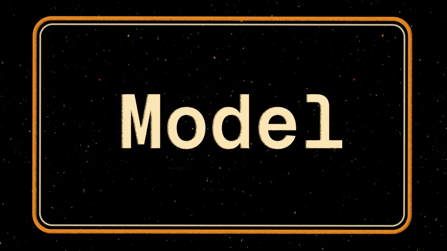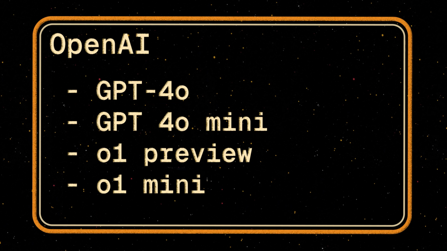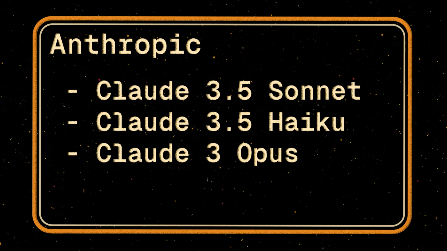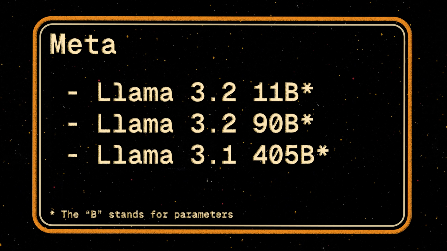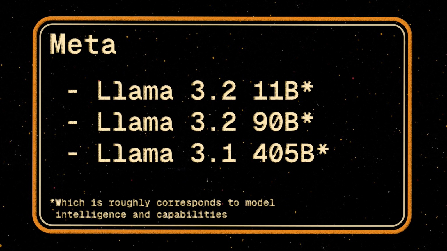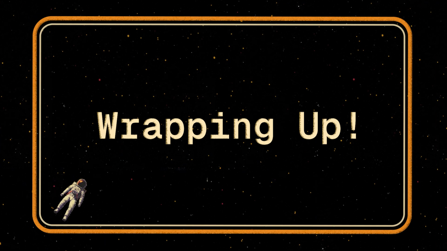The word model is just a combination of all of the training and the algorithms and code, the computer instructions that go into these things. And each one of these companies typically has a small collection of models that we get to use as the end user. And they show up in things like Claude, the chat interface, or ChatGPT.